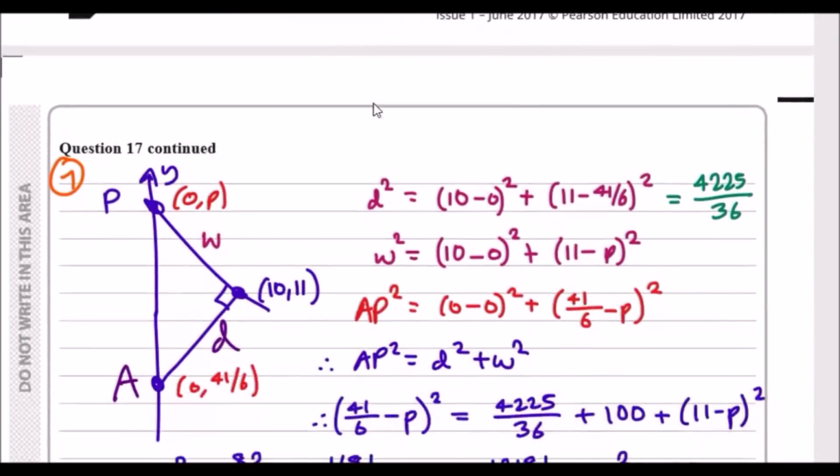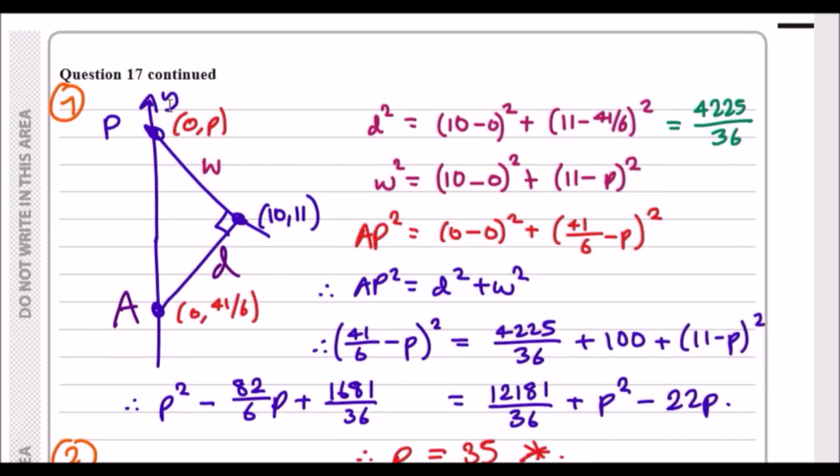Now, why do we need this? That is probably what you're wondering. So I've called this one D and this one W. The key idea is to find the value of AP. So this is basically Pythagoras' theorem.